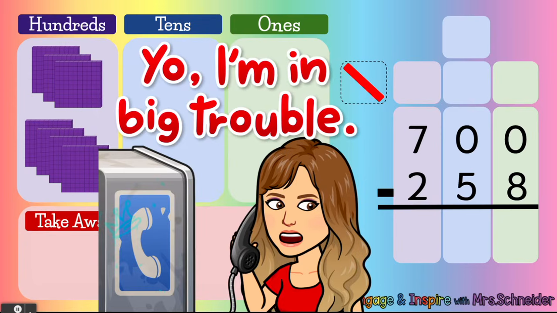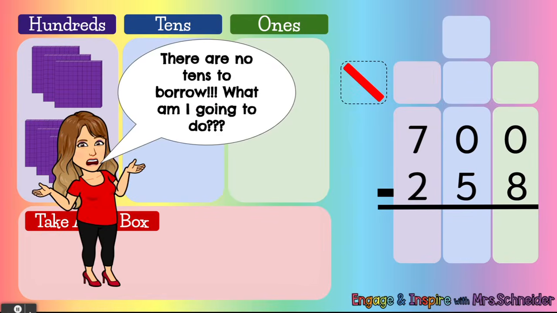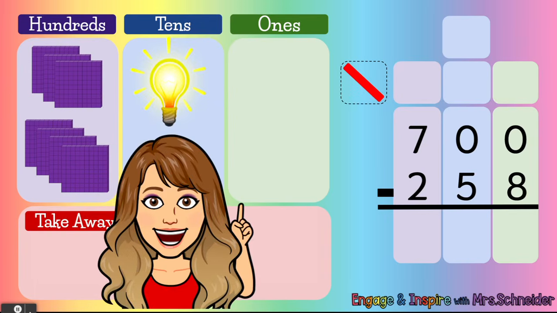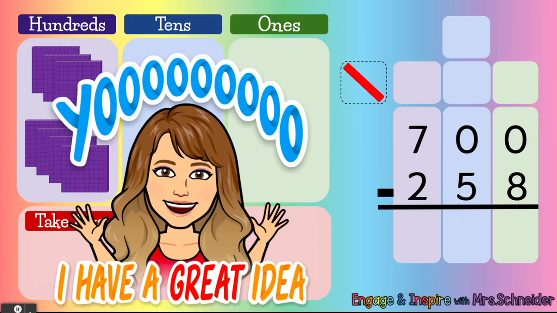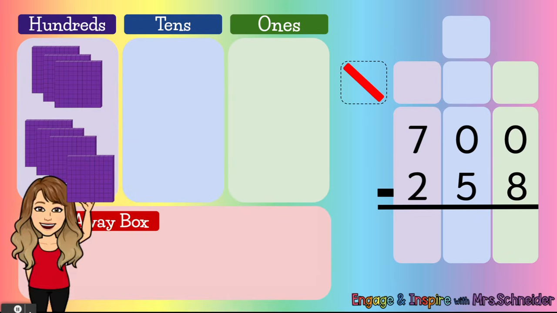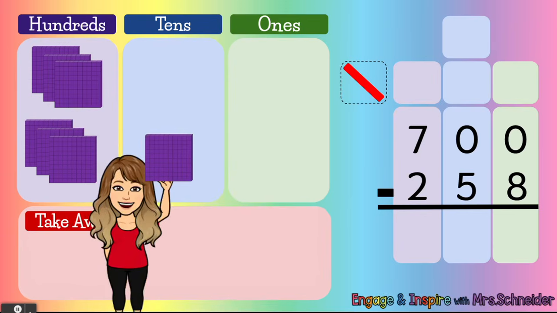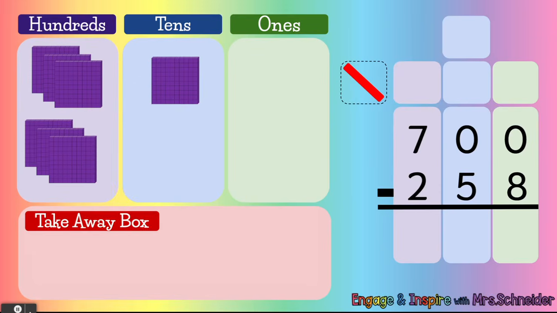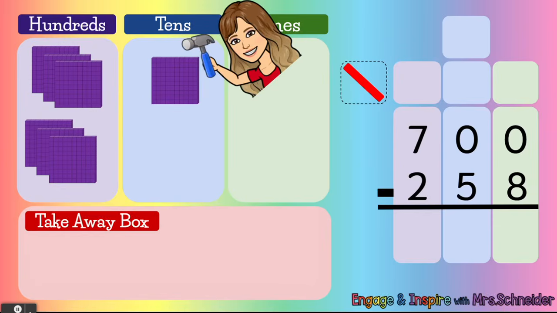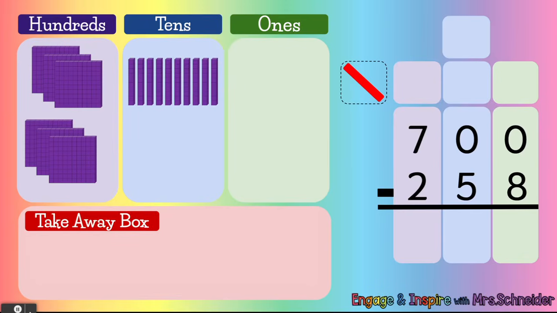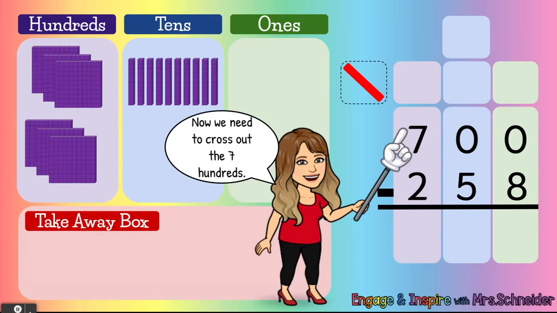Uh-oh. I'm in big trouble. There are no tens to borrow. What am I going to do? Aha! I have a great idea. I'm going to borrow 100 and bam, bam, break it into 10 tens.